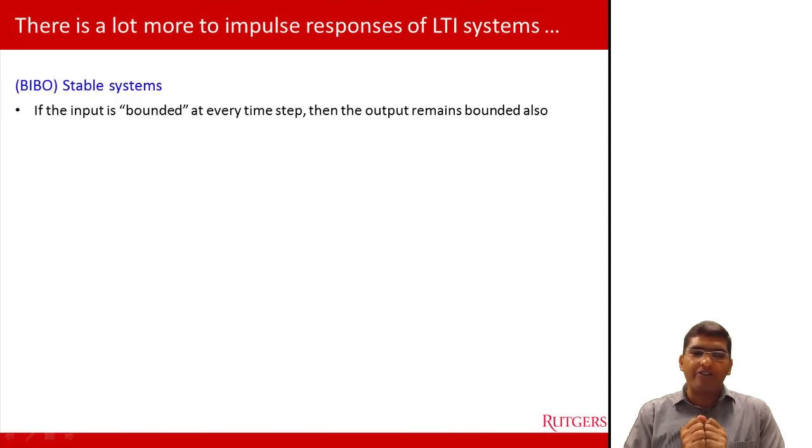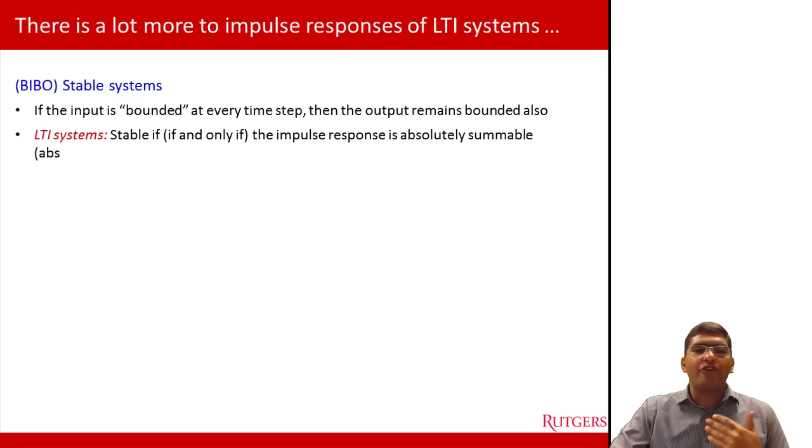If my input is bounded, if I'm speaking on this microphone and my voice isn't really shattering everything, then the output that this microphone generates shouldn't shatter anything either. So that's the definition of a stable system. The output remains bounded for bounded inputs, and for LTI systems it turns out that the impulse response can help you figure out whether the system is stable or not.